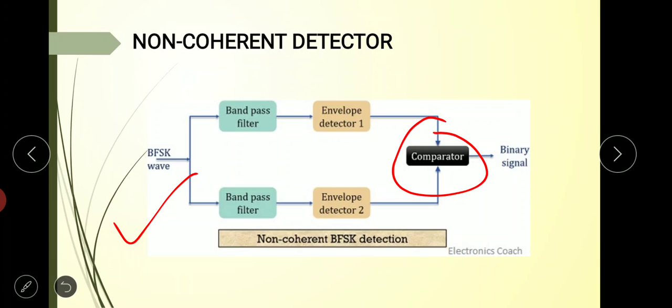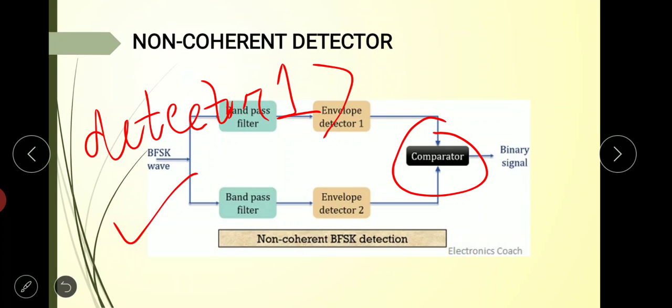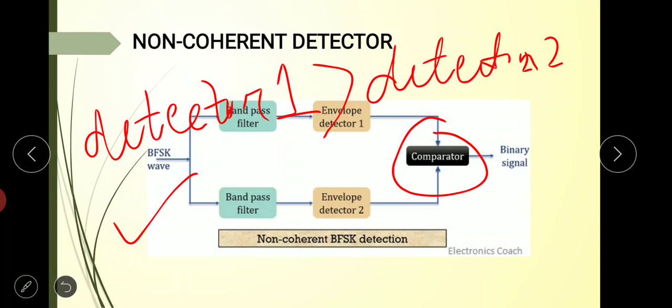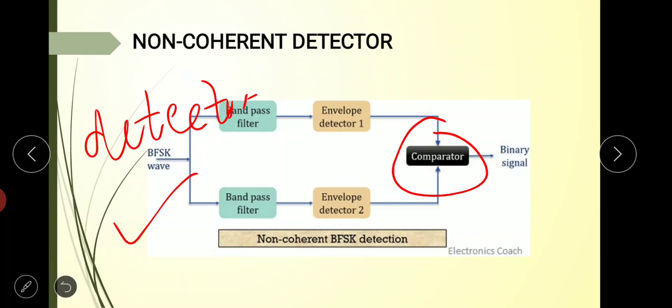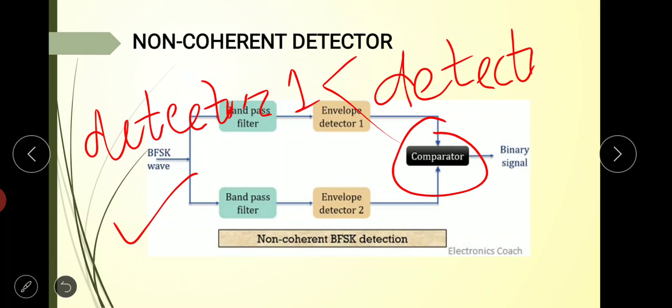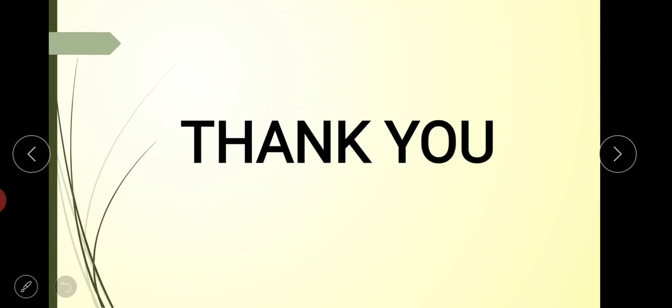When detector 1 is greater than detector 2, then 1 is given at the output. When detector 1 is less than detector 2, then 0 is given at the output. So this is all about frequency shift keying. Thank you.